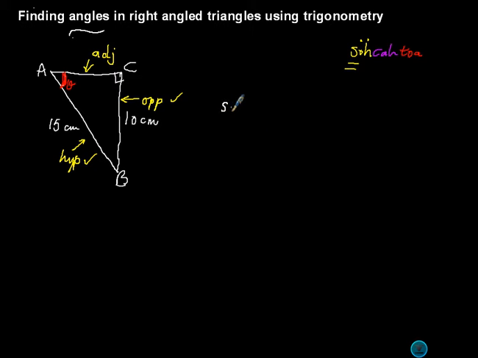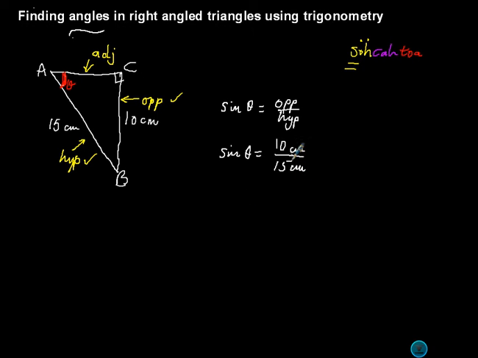As usual, we'll start with a formula. Sine theta is opposite over hypotenuse. Then we're going to substitute our values in here. Sine theta. Theta is the angle we're looking for, and the opposite is 10 centimeters, and the hypotenuse is 15 centimeters.